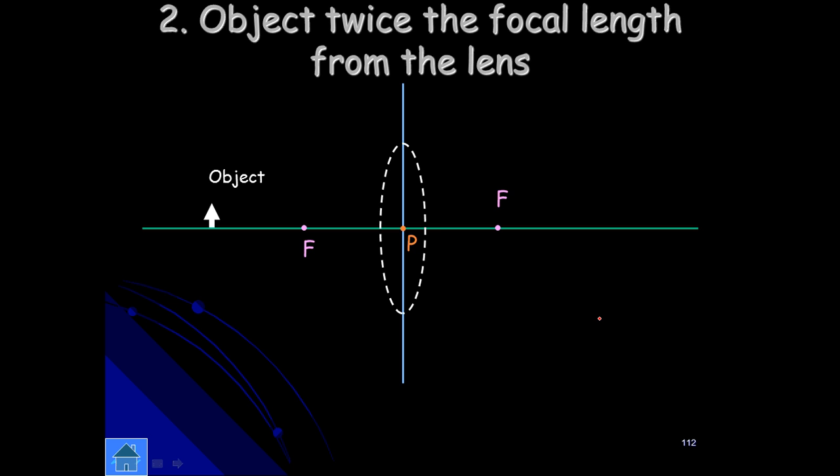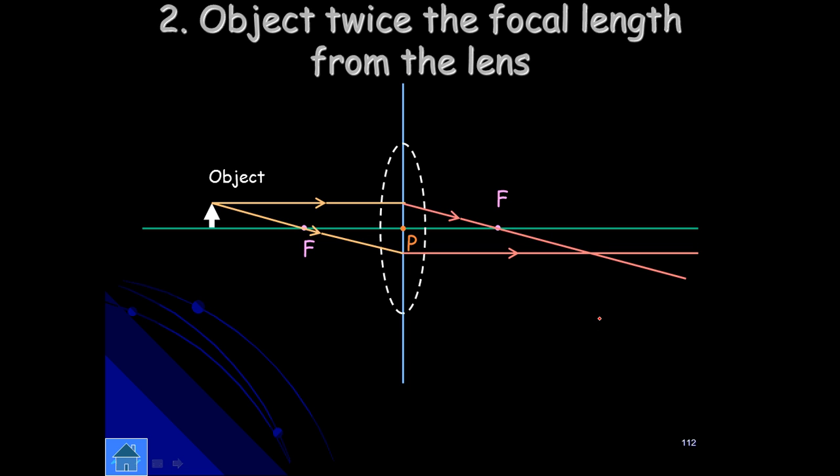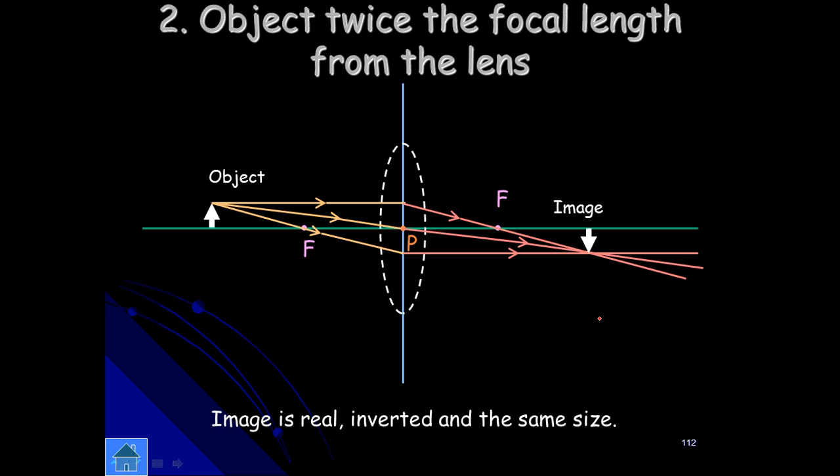So at twice the focal length, that's at the centre of curvature, and the straight line that goes through undeviated. It's real, inverted, and is the same size.